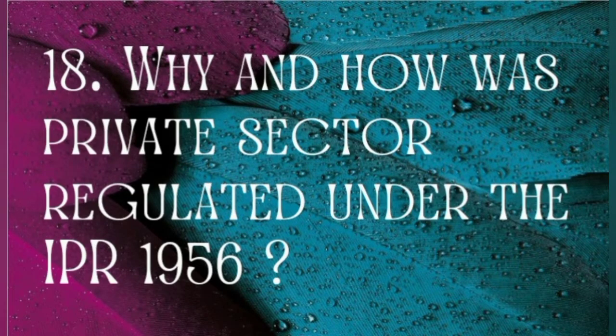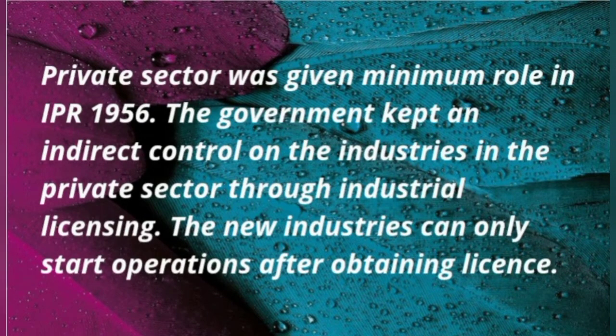18th question. Why and how was private sector regulated under the IPR 1956? So IPR is Industrial Policy Resolution. So the answer is private sector was given a minimum role in IPR 1956. The government kept an indirect control on the industries in the private sector through industrial licensing. The new industries could only start operations after obtaining a license. So even if the public sector was given more importance by the IPR, the government kept a control on the private sector through licensing.